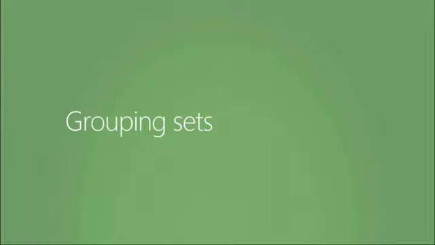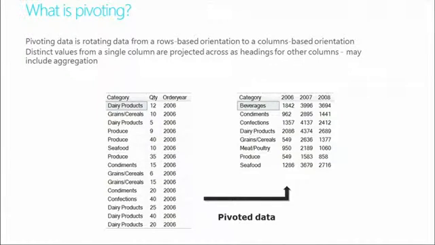All right, let's move into grouping sets. We're going to talk about grouping sets. And in here, we're going to talk about pivoting. So pivoting is kind of unique in the sense that what we do is we take the rows. So we've got this category, quantity, and order year that we have here. And then under category, we got different items, different products, and quantity and order year, excuse me.